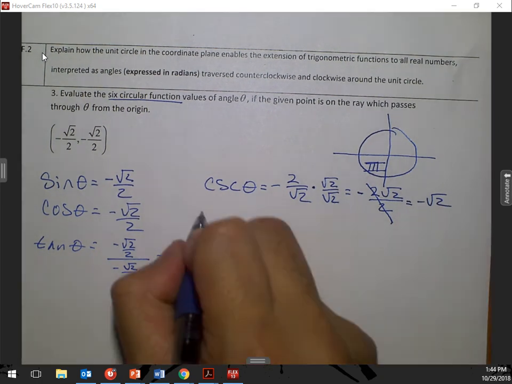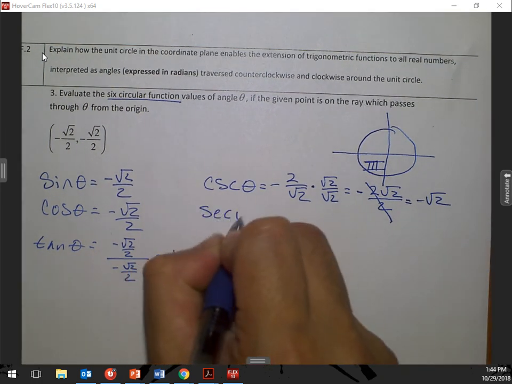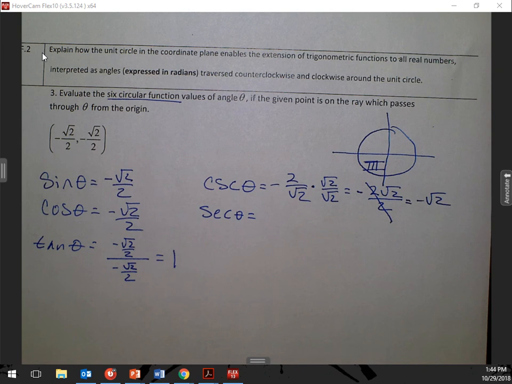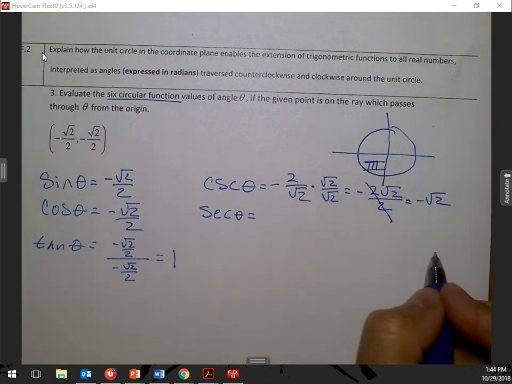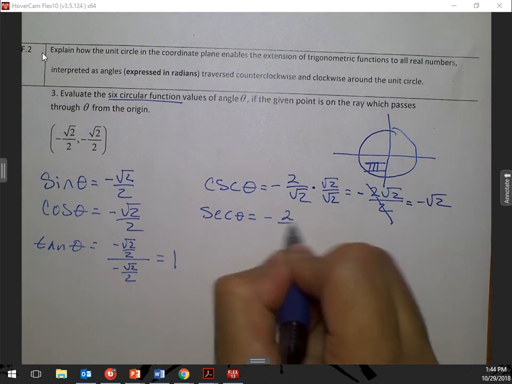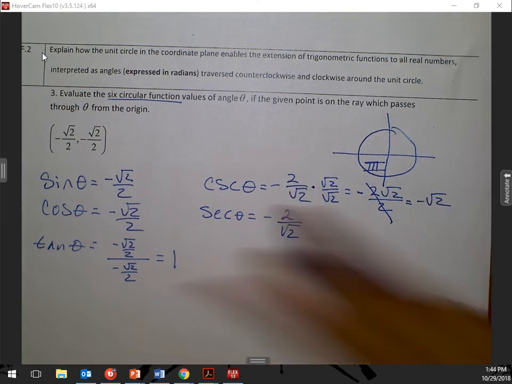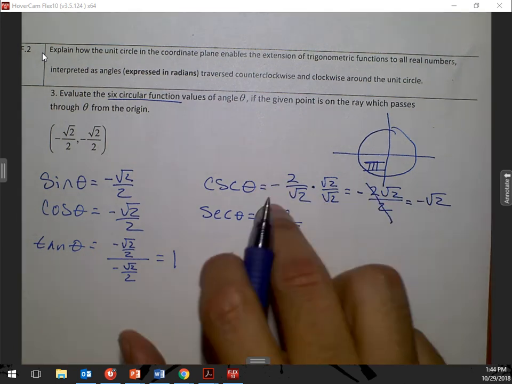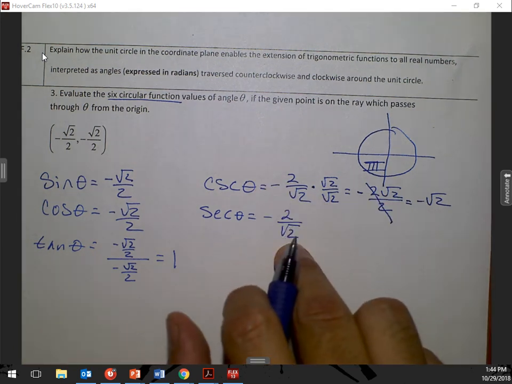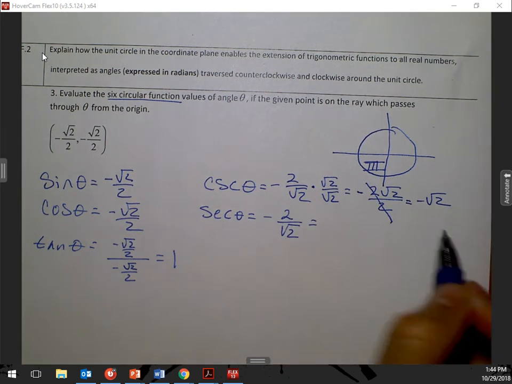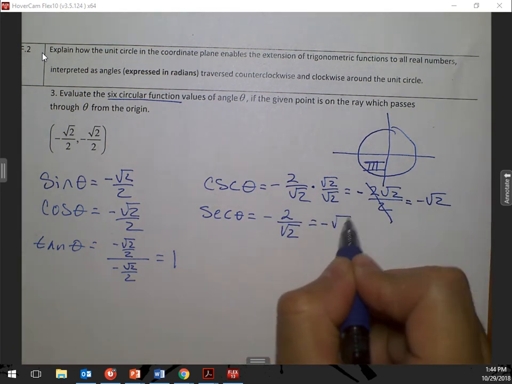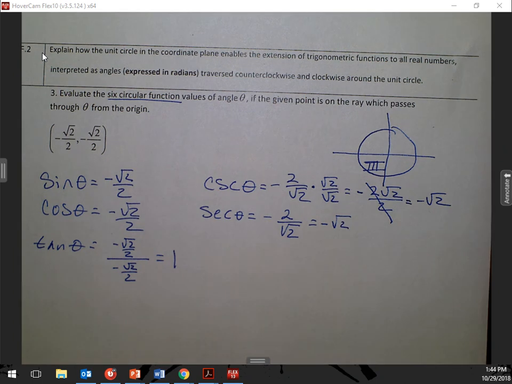Now let's do the same thing for secant. Okay, so what am I going to have for secant? Set it up though. Negative 2 over rad 2 times rad 2 over rad 2. I'm asking for the setup, you don't have to do the math over again. Okay, I just need the setup here. And so that's going to just give me negative rad 2. Negative rad 2, right? Yeah.